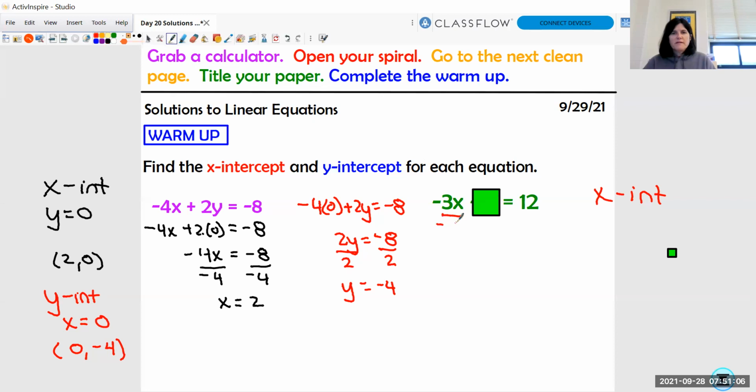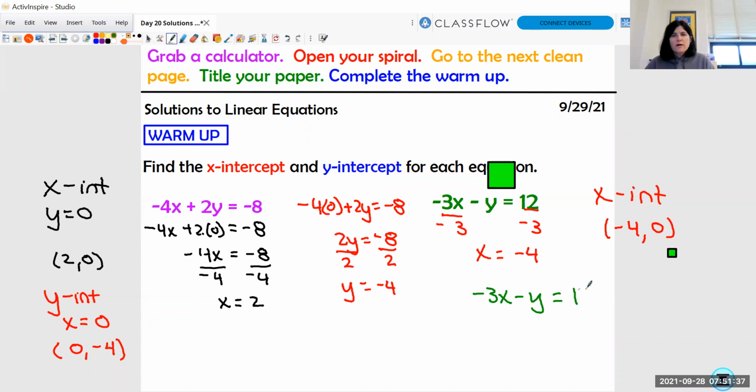So divide by negative 3, divide by negative 3, x equals negative 4. So the x-intercept is negative 4, 0. Now let me rewrite it so that we have it again. So we have negative 3x. Let me change this color here. So we're going to have negative 3x minus y equals 12.